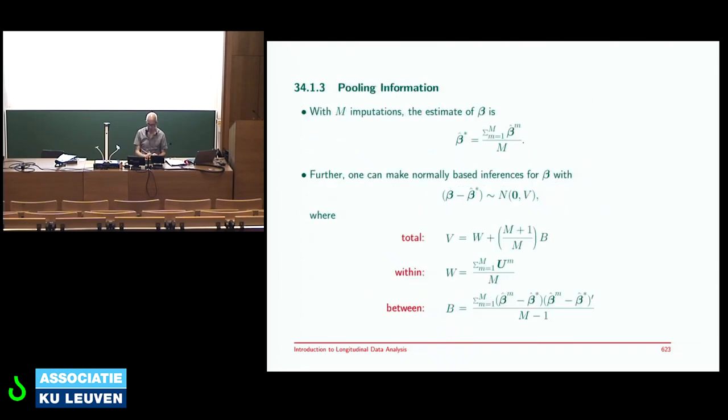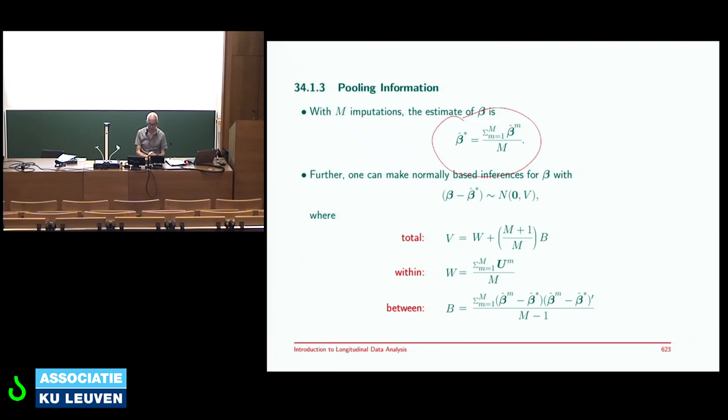Good. Now, then in the third stage, the pooling rules are applied. But for the parameter, they're remarkably simple. You could have guessed it. If you thought, hey, it cannot be that simple, yes, it is that simple. You take the parameters, all 10 parameter vectors, and you calculate their average. Done. That is your final estimate.